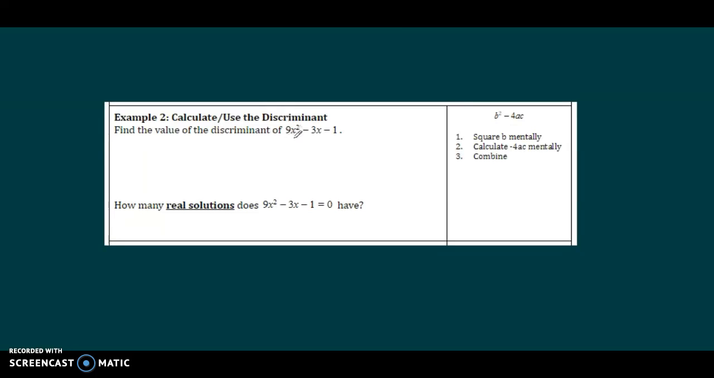We're going to look at how to find the discriminant of a quadratic. The discriminant is a very specific calculation. It's the calculation b squared minus 4ac, where a is going to be the number in front of x squared, b is the number that's just in front of x, and c is the number that's off by itself.